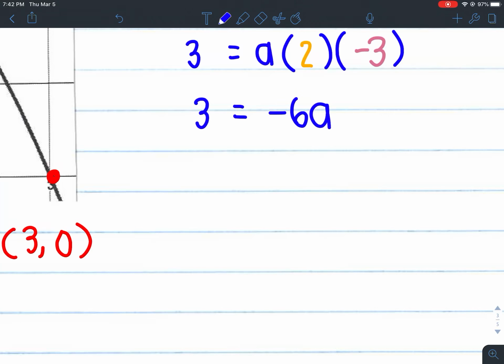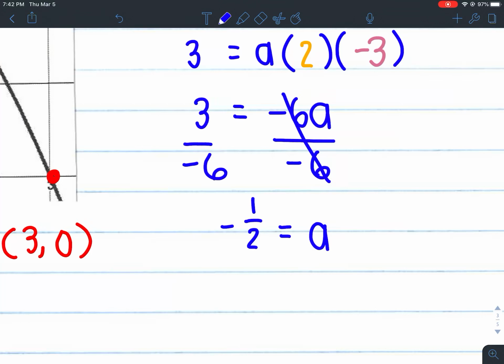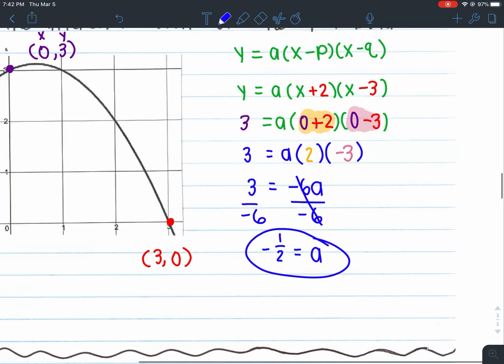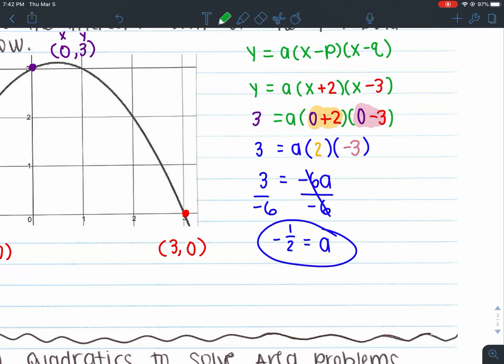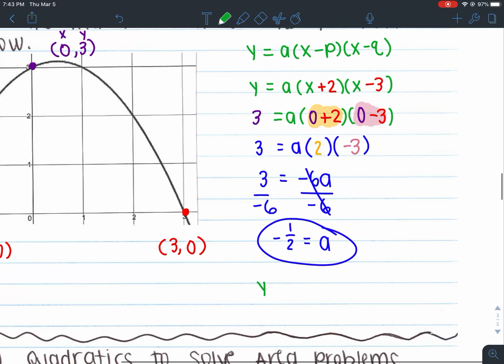Well, how do I get a by itself? I'm going to divide both sides by negative 6. And I get a equals negative 1 over 2. 3 divided by negative 6 is negative 1 divided by 2. This is my a value, but again, it's not my final answer, right? So we're going to plug it into intercept form, right?